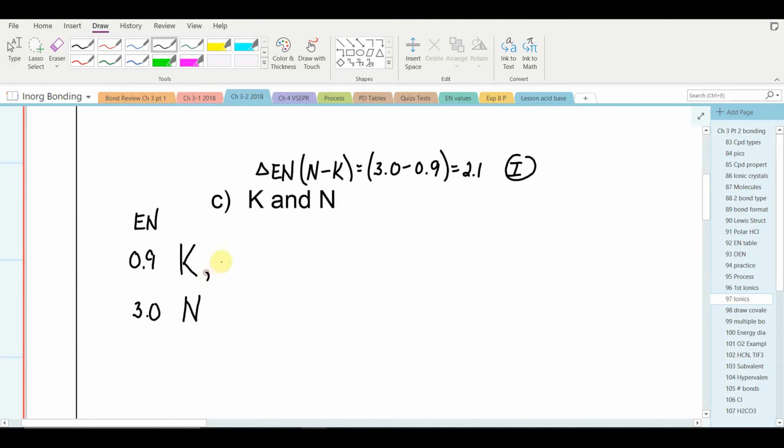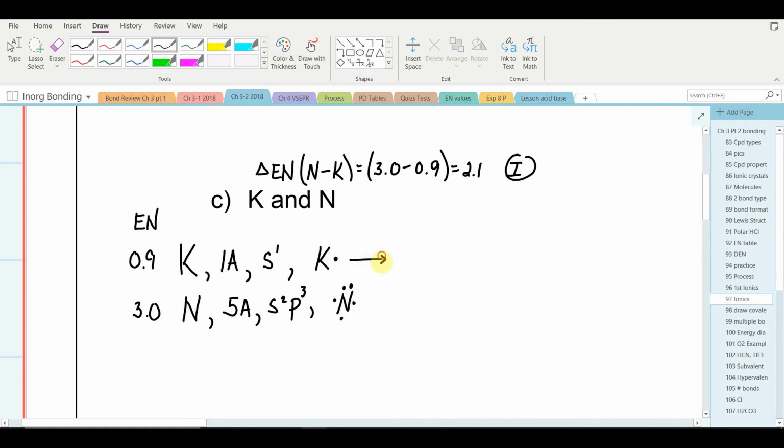Potassium is in group 1A. Everything in group 1A has an s1 electron configuration, which means it has one electron in its outer valence shell. The Lewis symbol would be K dot. Nitrogen is in group 5A. Everything in group 5A has an s2p3 electron configuration. Nitrogen will have 5 valence electrons.